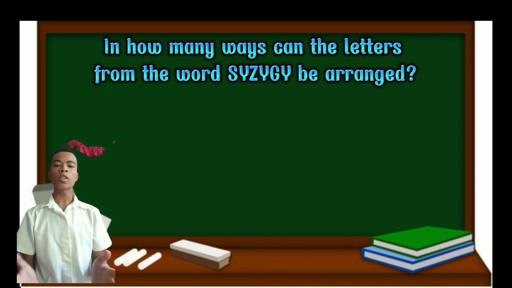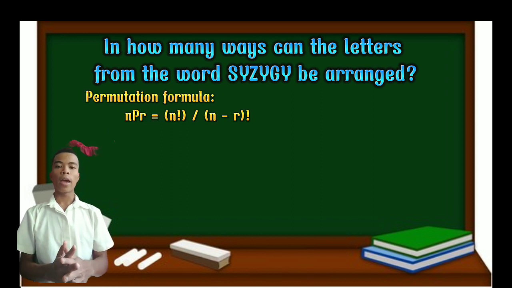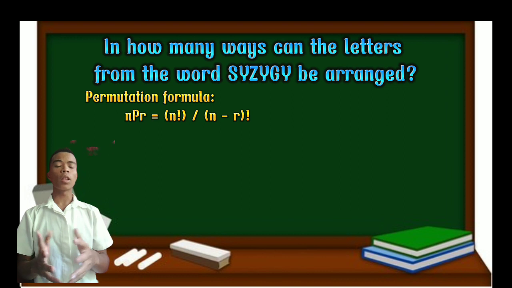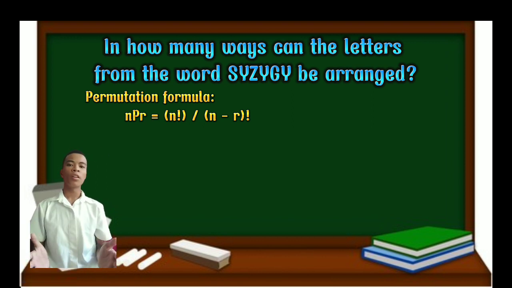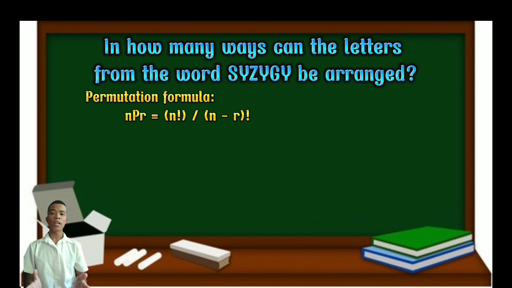So we can solve the first problem with the permutation formula. The permutation formula is nPr equals n factorial over n minus r factorial, wherein n is the total number of things and r is the number of things to be selected and then arranged. In our first problem, there are 6 letters in the word C, Z, G, so our n is 6 and our r is 3. We'll just substitute the given values to the permutation formula.